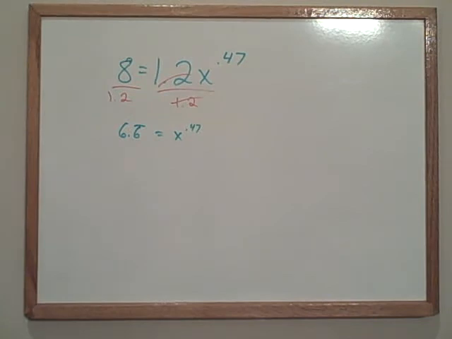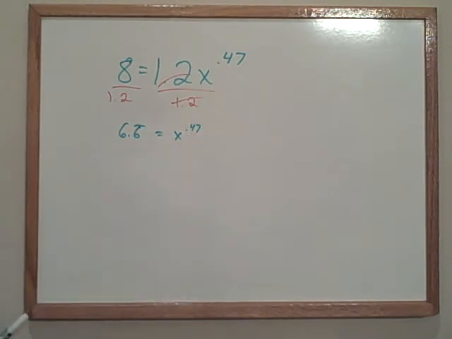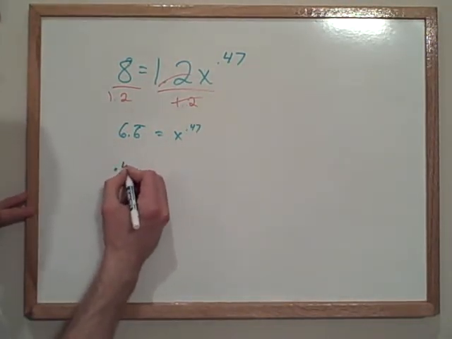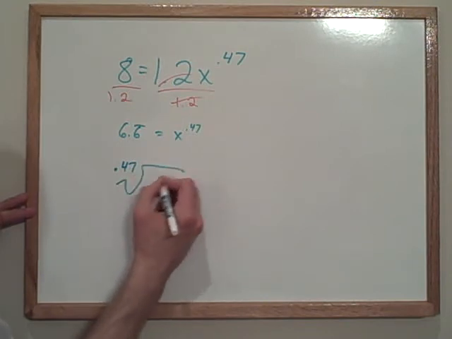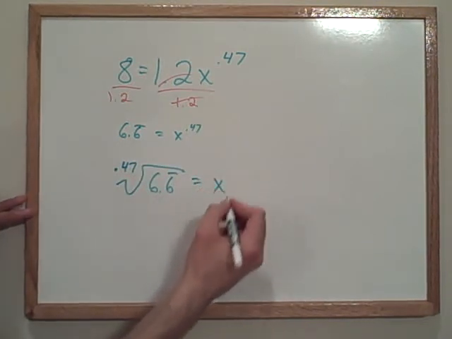Okay, let's think about this for just a second. If this was squared, we would take a square root. If it was cubed, we'd take a cube root. If it was to the fourth, we'd take a fourth root. But it's not. It's to the 0.47. We're going to take a 0.47th root. On paper, it looks like this. This is not paper, this is a board. 0.47th root of 6 2/3 equals x.